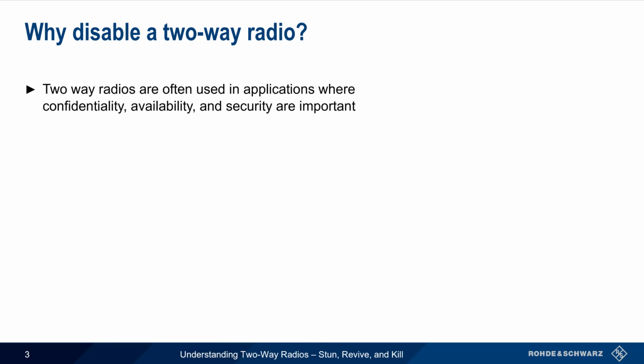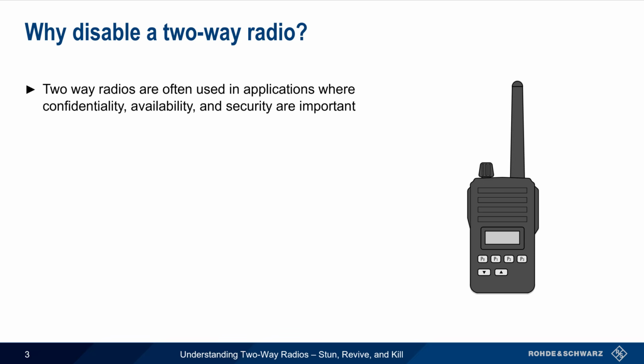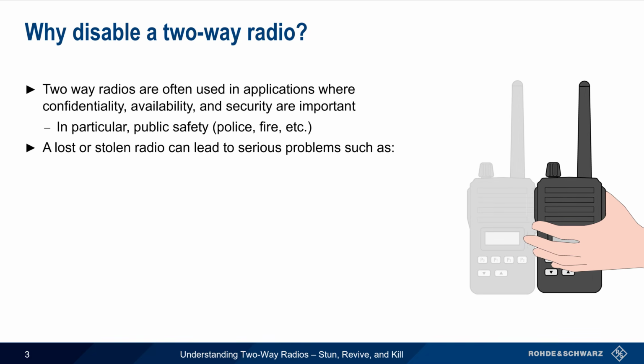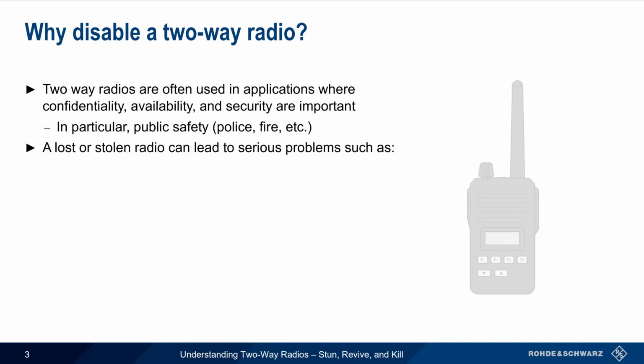Two-way radios are often used in applications where confidentiality, availability, and security are important. Public safety services, such as police, fire, ambulance, etc., are good examples of this. Therefore, if a radio is lost or stolen, this can potentially lead to serious problems. The most important of these is eavesdropping or unauthorized monitoring of communications.